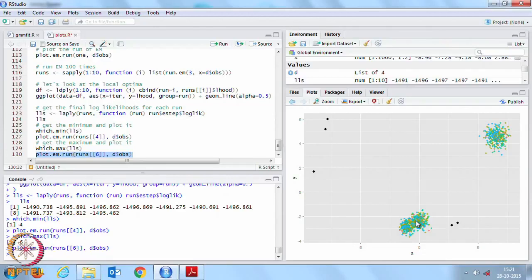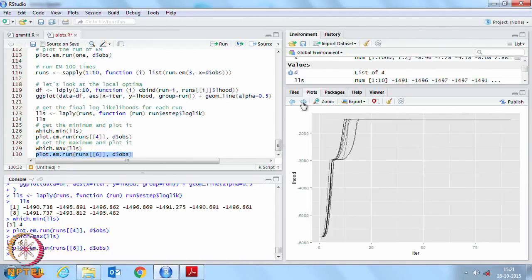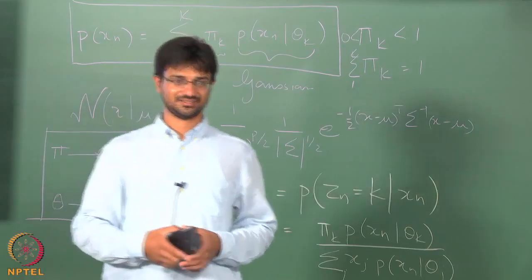So, when the data is very well separated, like we saw earlier, EM will usually give very good results, but when the data is not very well separated like this, it starts giving very weird results. Yeah. But no matter what it does, the likelihoods will always increase. Thank you.